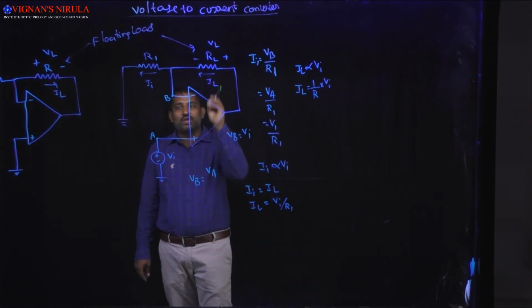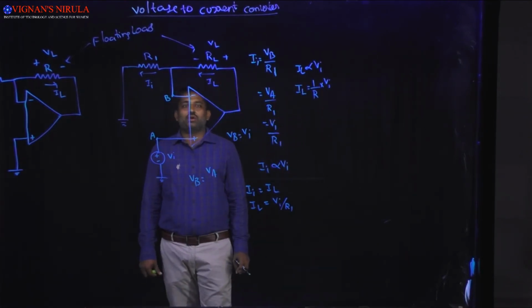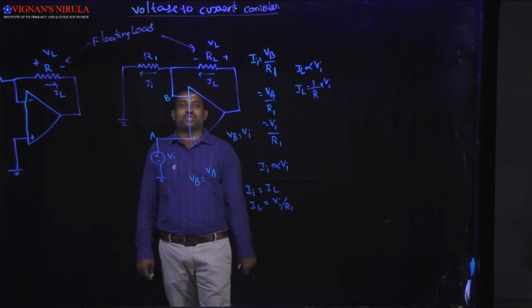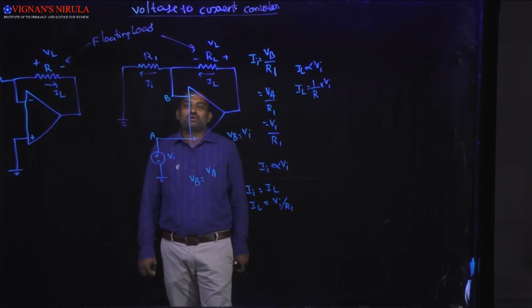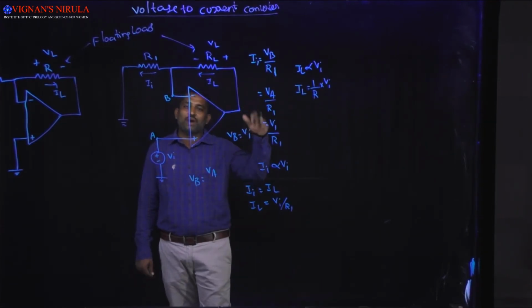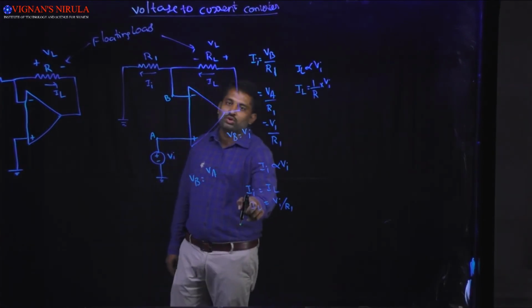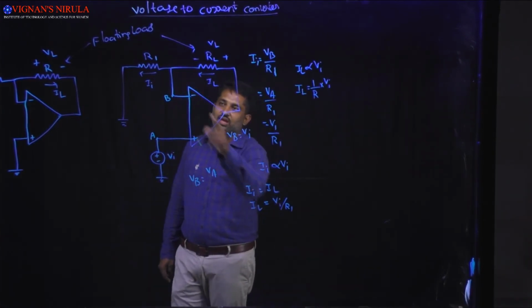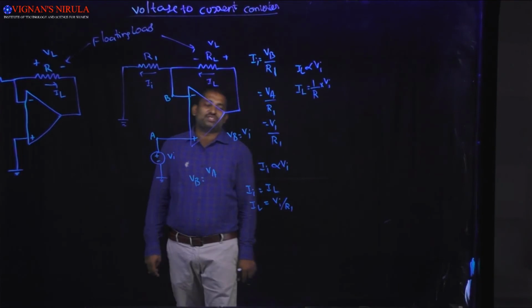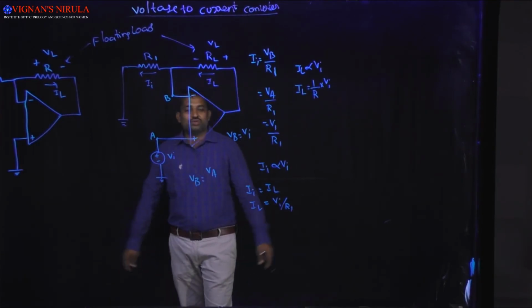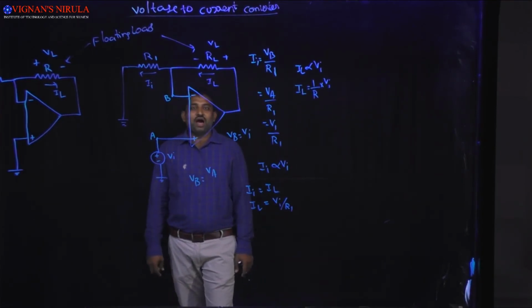The load may be a linear load, a resistor, a transistor, or a capacitor. Whatever the load may be, we don't bother about the load. Always the load current depends upon the input voltage and resistance. So IL is equal to VI divided by R1.